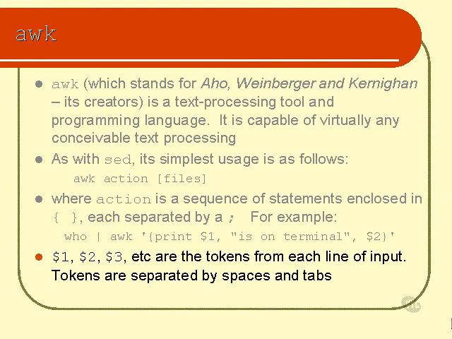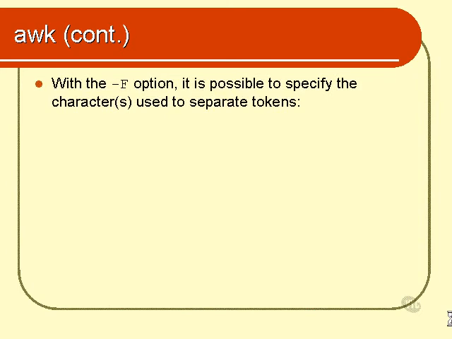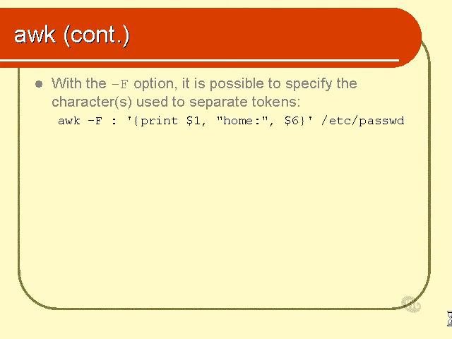So to summarize that business about tokens, $1, $2, and $3, and so on are the tokens from each line of input, and by default tokens are separated by spaces and or tabs. Now it's actually possible, using the -F option to awk, to specify the characters used to separate tokens. For example, here is another awk line, and this time I'm using -F:, which designates the colon as being the token separator instead of spaces and tabs.